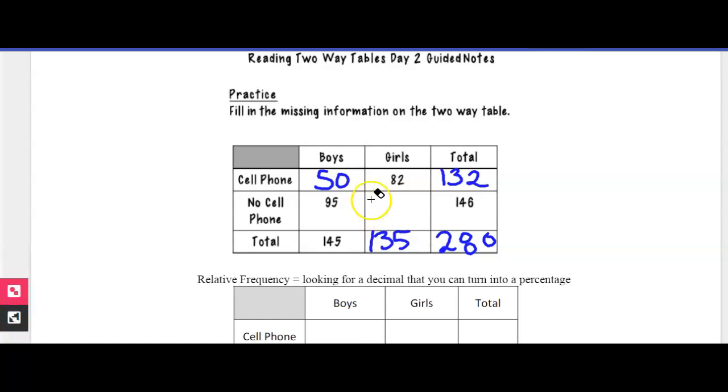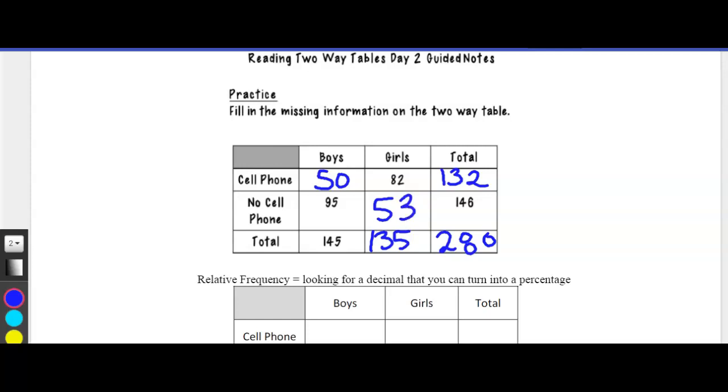And then I can look at this two ways. I can look at the girls row and subtract, or I can look at the no cell phone column and subtract. But either way, I should get the same answer. So 135 minus 82, I'm doing the girls row, that's going to give me 53.